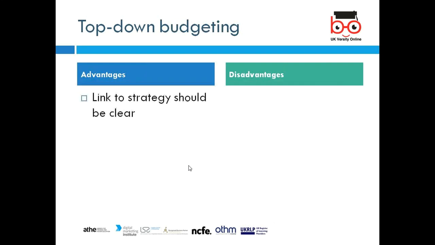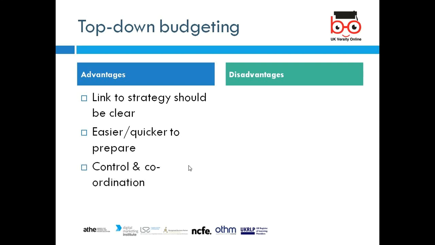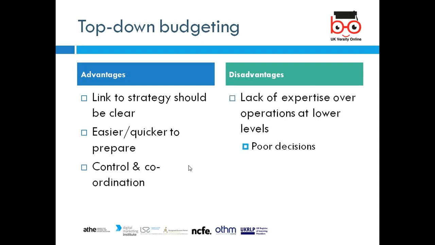So in your assignment, guys, you can discuss as well. It's quite good to know these are the different approaches of budget. Advantages of top down approach: the link to the strategy should be clear, and it's easier and quicker to prepare, because you're preparing at the top level. You don't need to look around the low levels, and control and coordination can be easy, but there is a lack of expertise over the operational at the lower level.